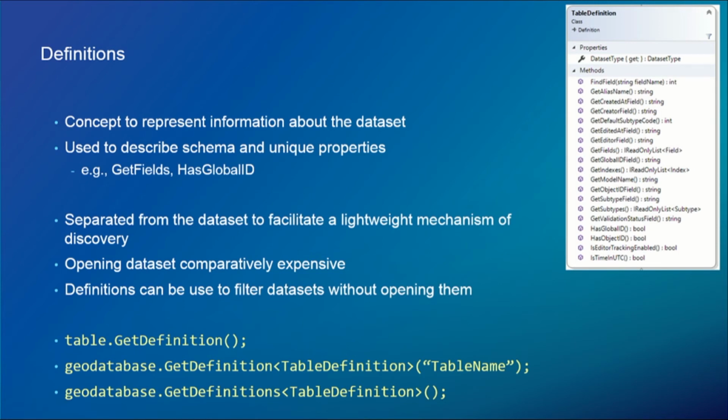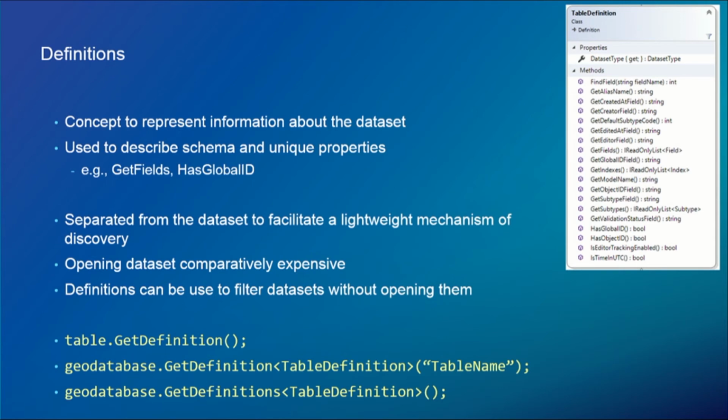Things like, what are its fields? Does it have an object ID? Does it have a global ID? What are the names of those fields? And so forth. The idea behind this is that you can open a definition without opening the underlying data set. So this is just us reading the little system tables that we have and giving you the definition. So this is a lot faster than opening the core data set.